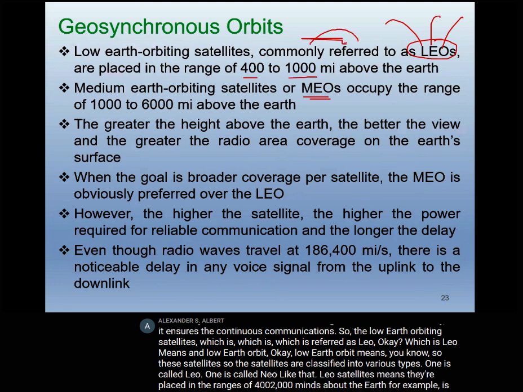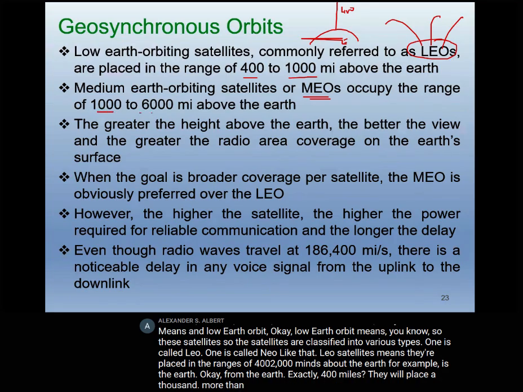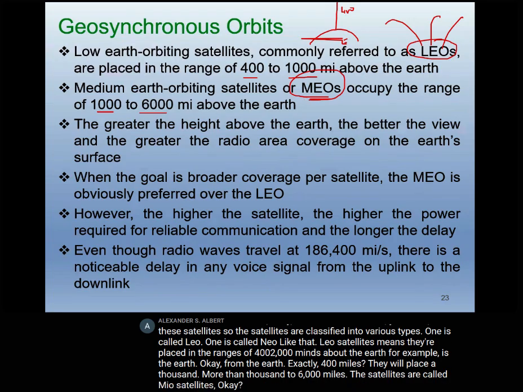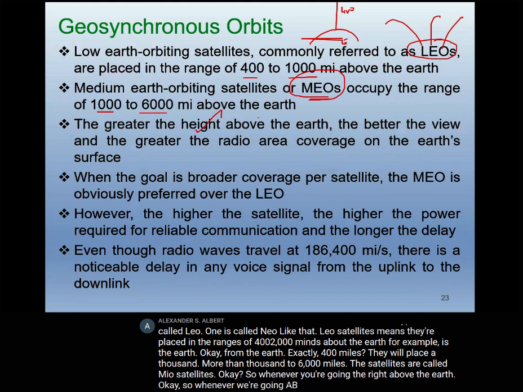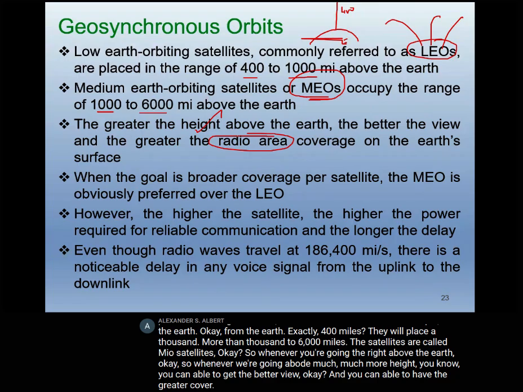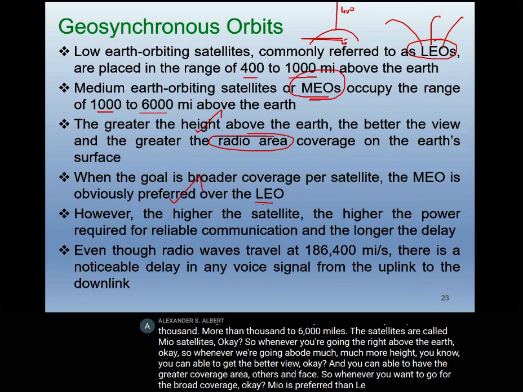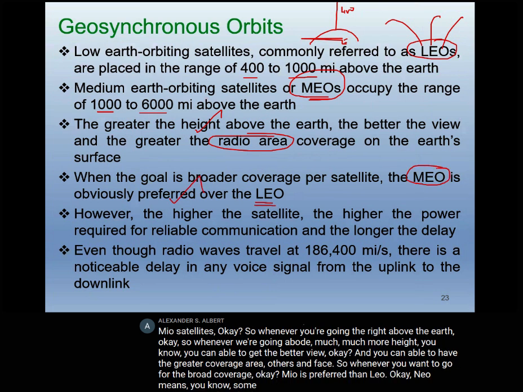For example, this is the Earth. From the Earth, LEO satellites are placed at 400 miles or more. Satellites from more than 1,000 to 6,000 miles are called MEO satellites. Whenever you go higher above the Earth, you get a better view and a greater coverage area on the Earth's surface. So whenever you want broad coverage, MEO is preferred over LEO. MEO means medium Earth orbit.